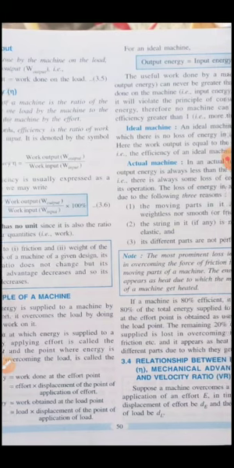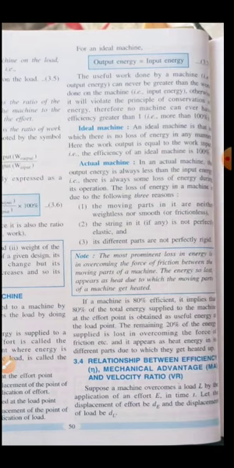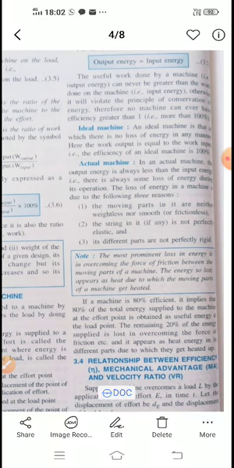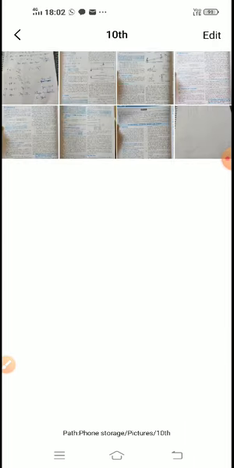Our next topic is the relation between efficiency, mechanical advantage, and velocity ratio. Before going into it, I want to recollect efficiency. Efficiency means how much input you give and how much output you get back from it. Next, mechanical advantage formula is load by effort. And velocity ratio is dE by dL: displacement of the effort divided by displacement of the load. We'll try to obtain a relation between them.